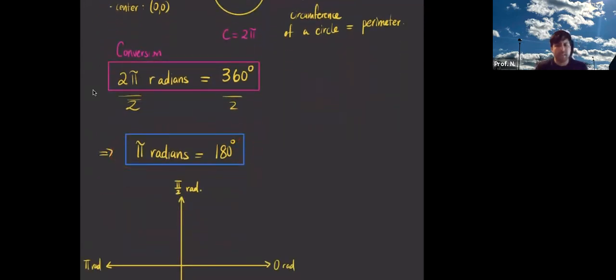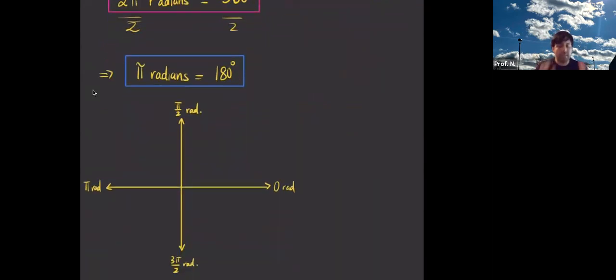And because I have this conversion between degrees and radians, I can create a new way to represent angles. This is a different way. So for example, pi radians is the same thing as saying 180 degrees. Because of that, pi over 2 radians represents 90 degrees. 3 pi over 2 radians represents 270 degrees. If I go all the way around, that's 2 pi radians, which is equal to 360 degrees.